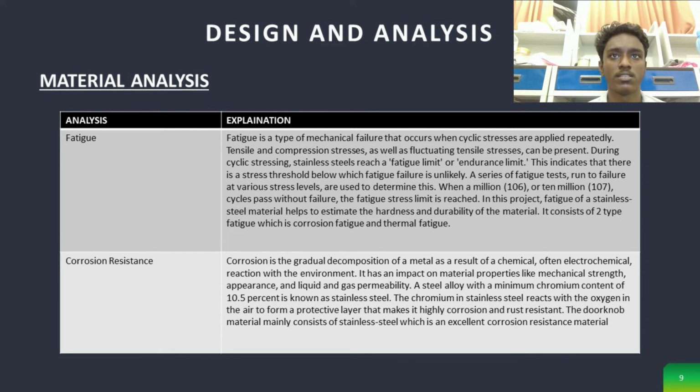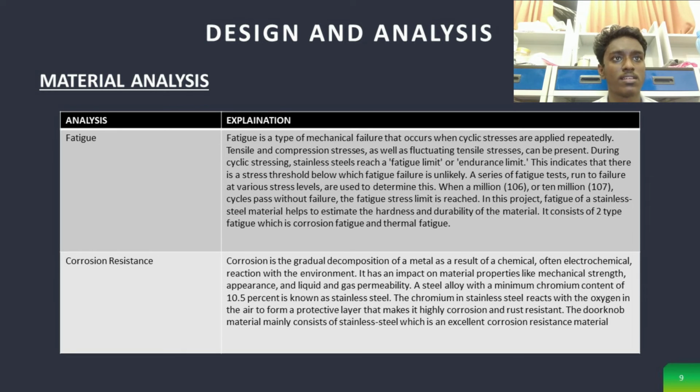Material analysis. Fatigue. Fatigue is a type of mechanical failure that occurs when cyclic stresses are applied repeatedly. Tensile and compression stress as well as fluctuating tensile stress can be present. During cyclic stressing, the steel reaches a fatigue limit or endurance limit. This indicates that there is a stress threshold below which fatigue failure is unlikely.